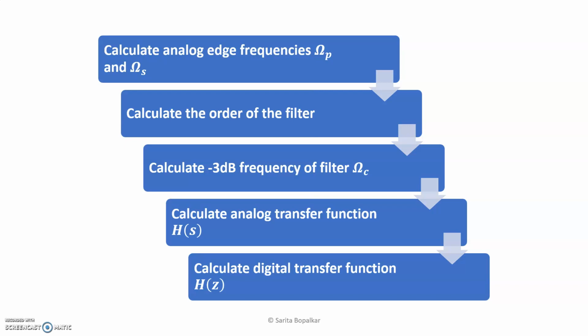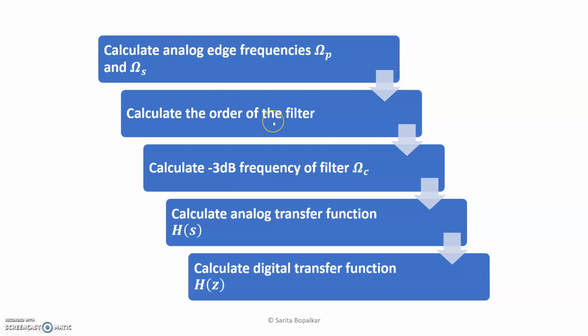The given specifications are for the digital filter. We are designing a digital filter by Butterworth approximation, where the Butterworth approximation method is an analog filter designing method. So the first step is to convert the digital specification into the analog specification. That is, we need to calculate the analog edge frequencies Ohm P and Ohm S using the transformation technique BLT.